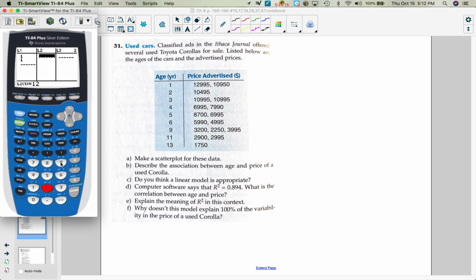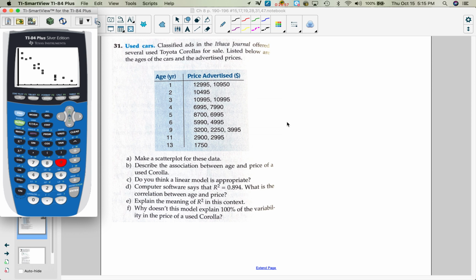So I have 12,995, and this one was 10,950. Here I only have 1 that's 2 years old, I have 2 that are 3 years old, and so on. When I get down to the 9, I'd have to put in 3 9s and then 1 for each of those. I'd put the prices in L2, make a scatter plot, describe the association. You guys could do all that. Do you think a linear model is appropriate? I'm going to pause this and enter my data and do the scatter plot.